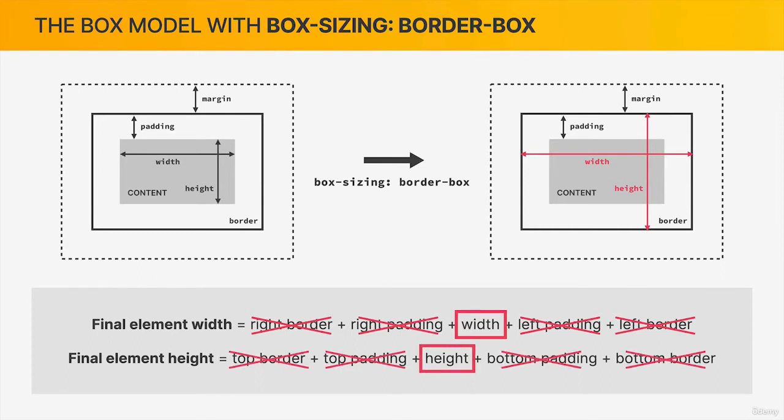So if we now define some paddings or borders, they will not get added to the dimensions of the box, which really makes our lives so much easier. Now, what this also means at the same time is that padding and borders that we do specify will now reduce the inner width of the content area. But that's usually not a problem. Okay, and so now let's go back to our code and actually apply this property.